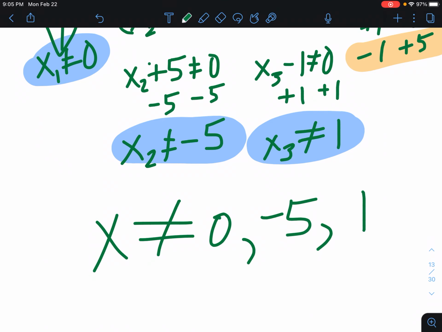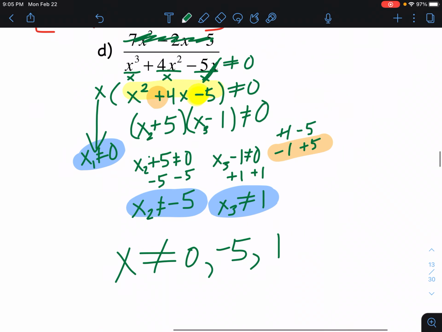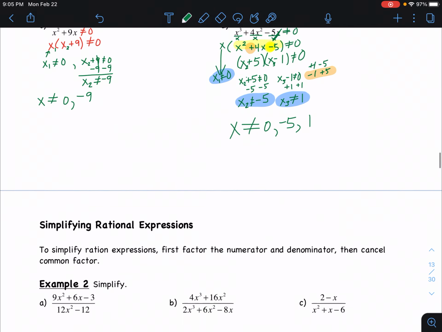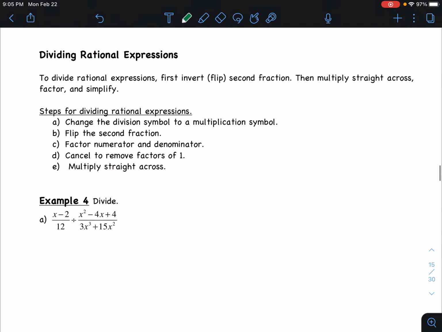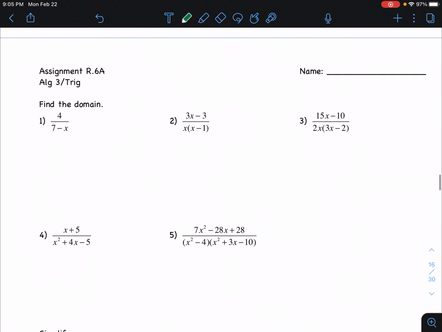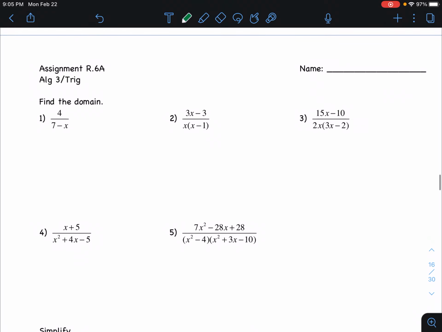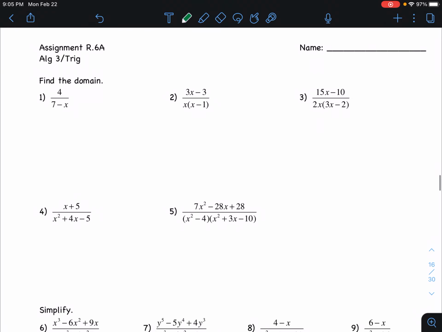It can be any other number in the world, but if it's one of those three numbers, it's going to make that denominator 0. So we'll stop there, guys. You should be good if you scroll down to take a look at assignment R.6A. The short lesson that I just taught here covers 1 through 5, where it says find the domain. So I want you guys to all do that right now. Hit up 1 through 5 and tell me what x cannot be.